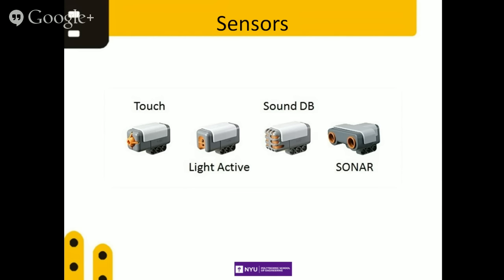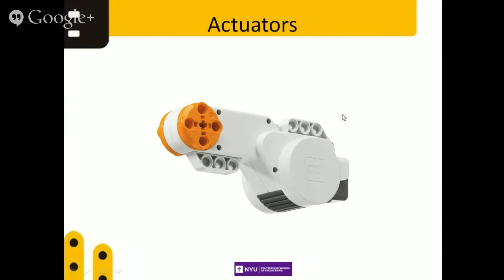Then we have the sound sensor. Sound is measured in decibels, and it gives us the level of sound in the surroundings of the robot. Then we have the sonar sensor. What the sonar sensor does is it measures the distance of the robot from any object like a wall or a ball, and it gives you values in centimeters. So you can use all these sensors to make your robot smart, so it can navigate autonomously and do various things.